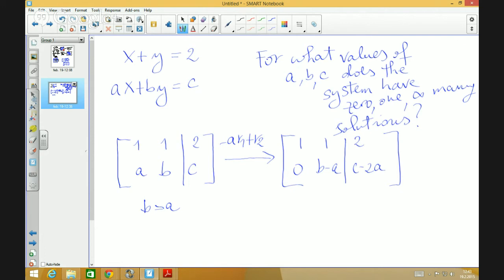If B is equal to A and C is not equal to 2A, then we have a row that says 0, 0, something which is not 0. So in this case, no solution. Okay? Well, for those who don't like smileys or grumpies, let me write no solutions explicitly.